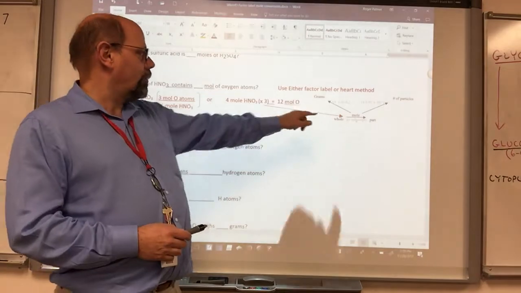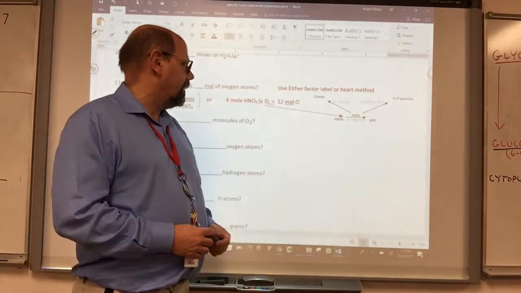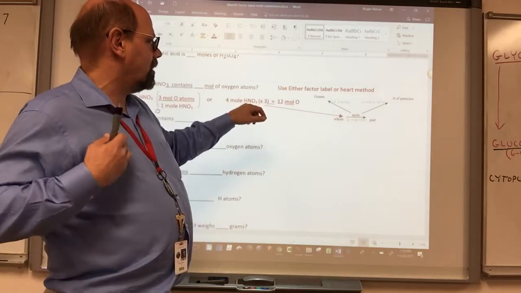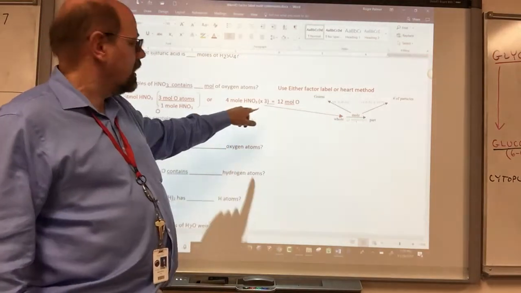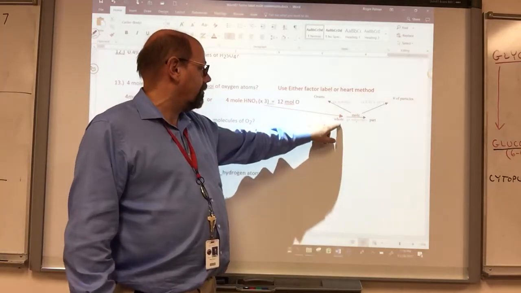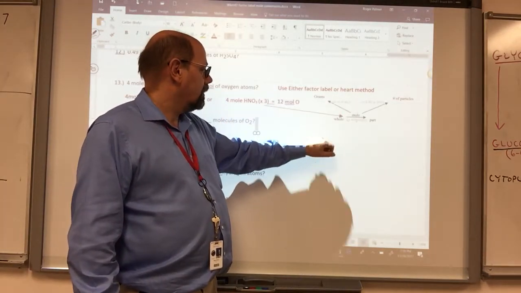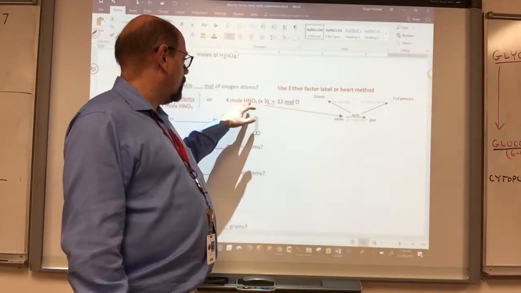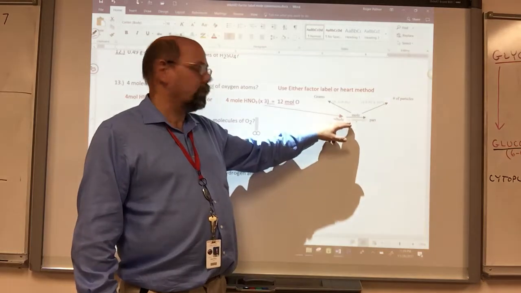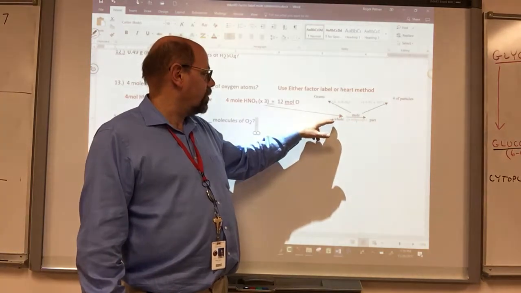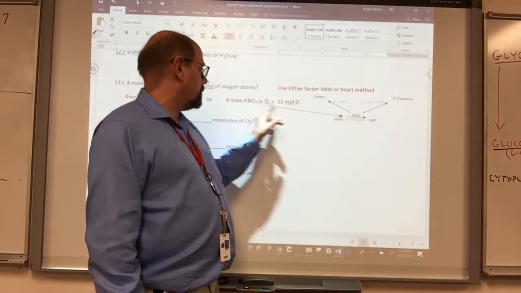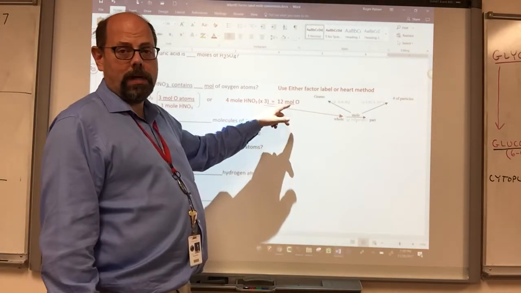But you can also use this factored label method here. And so if you're starting out with 4 moles of HNO3 in this particular case, you can just say, well, I'm out here at moles of the whole compound, okay? And if I have 4 moles of the whole compound, then what do I need to do to get to some part of the compound, which says multiply by the subscript. So you're going from the whole to the part in the moles area. You can multiply by the subscript, so that's going to be multiplied by 3 to get 12 moles of oxygen.